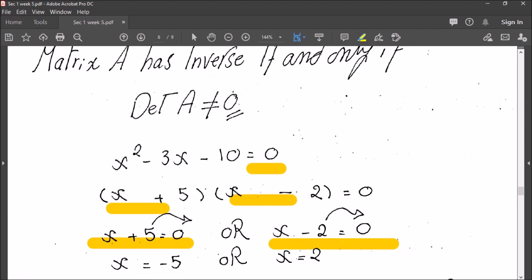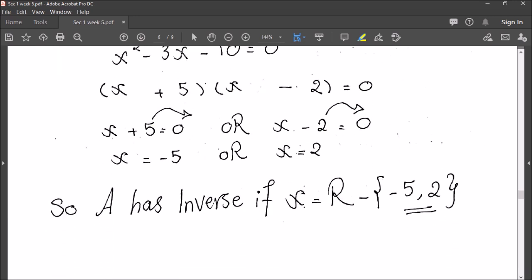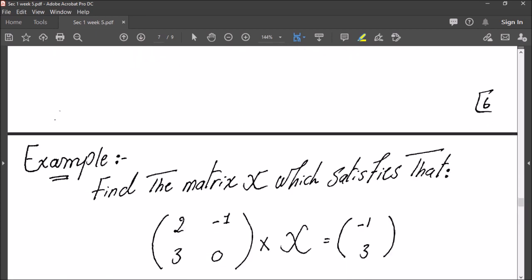In case x plus 5 equals 0, 5 will go to the other side with a negative sign, so x will equal negative 5. Or x minus 2 equals 0, in that case 2 will go to the other side with the opposite sign, so x will equal 2. So A has an inverse if x is different from negative 5 and 2. Got it, everybody? Okay, let's move on.